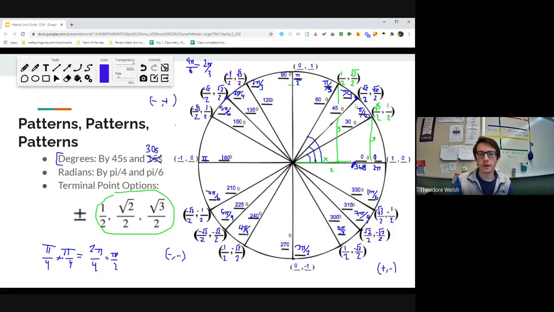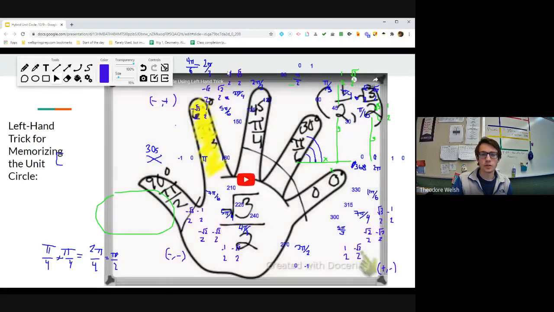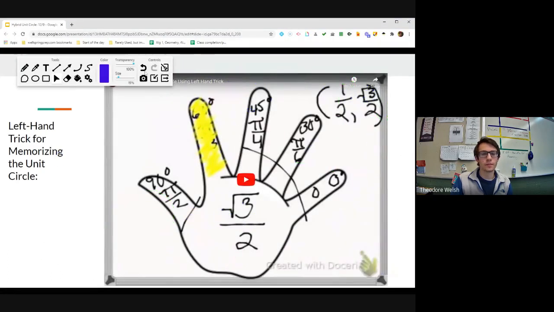The next thing I want to do is show a quick video that has been helpful for students in the past with remembering these terminal points. If it confuses you, ignore it. You don't have to go by this video, but for some it may be helpful, which is why I would like to show it. Wow, that looks kind of crazy. All right.